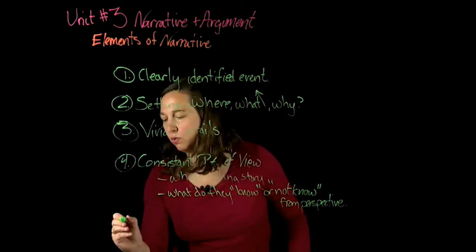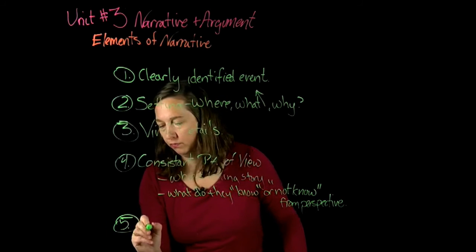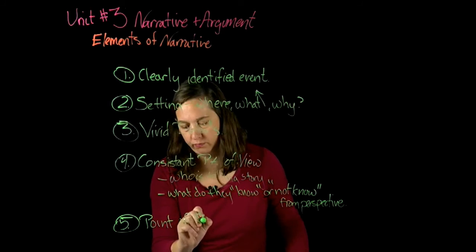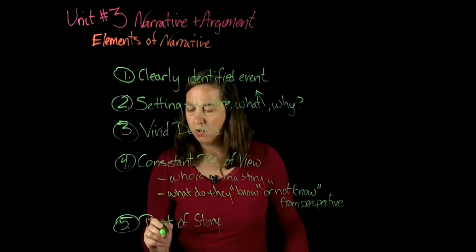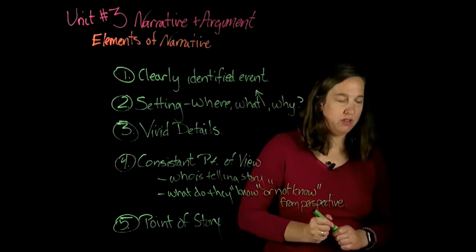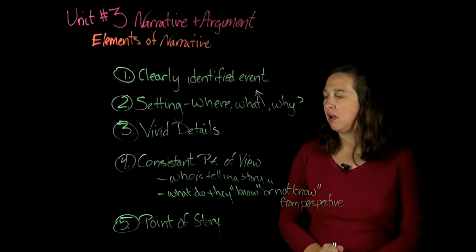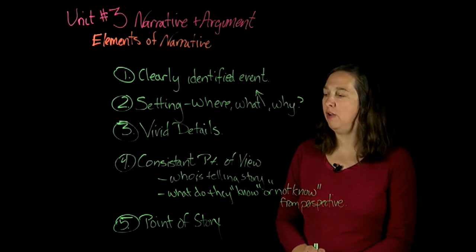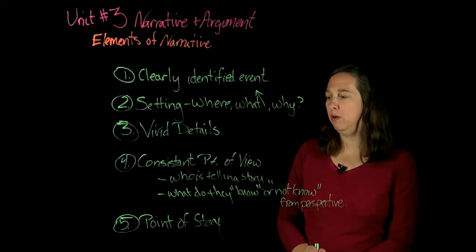And lastly, a story should have a point to it. What is the point of the story? If we're thinking about children's books, often they have allegory in them. They have a moral to the story. They have an overall point. They have a lesson to be learned.